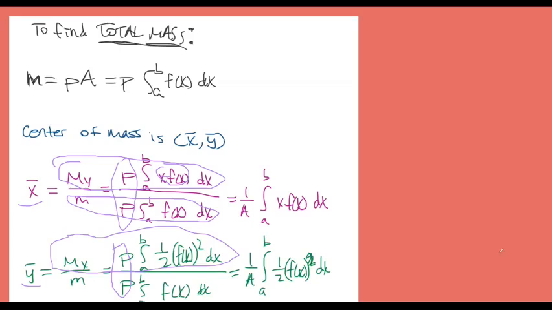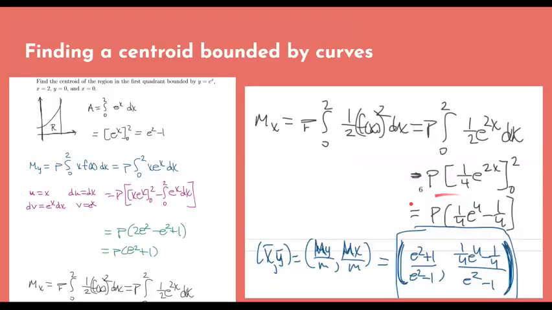So let's go back to the question now. The first thing you need to do is, I mean, you don't have to do it in a certain order, but you need to find My, Mx, and little m. So we find My first. All you do is density times the integral of x times the function. How do we get that 0 to 2? Because that's where the region goes from. That's obvious if you sketch it, so that's why it's good to sketch it.